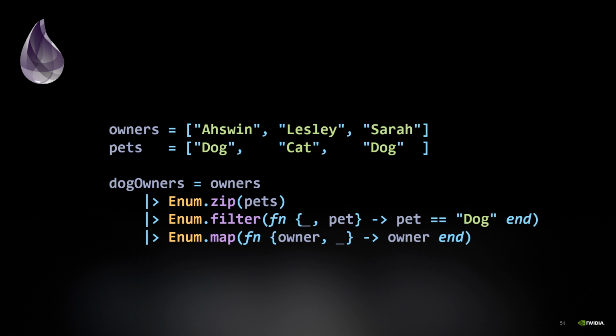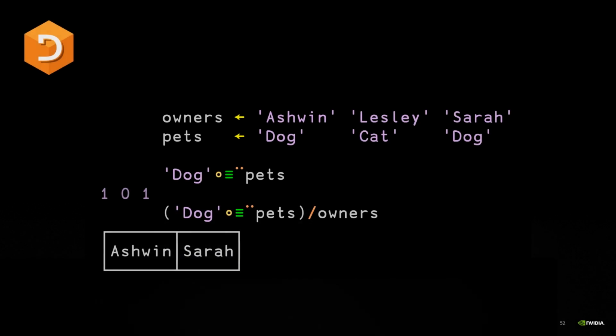Taking a look at what this might look like in a classic array programming language like APL, here we're doing something which is basically building up a mask. So we have dog and we're matching this over our pets, and we get back an array of 1, 0, 1, which is basically a Boolean mask that we're then going to apply to our owners using the compress function or algorithm.